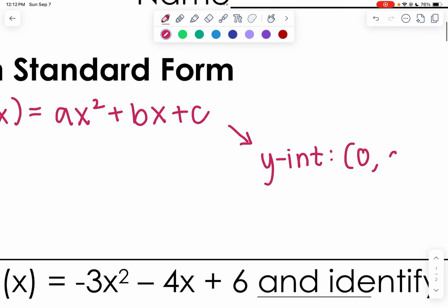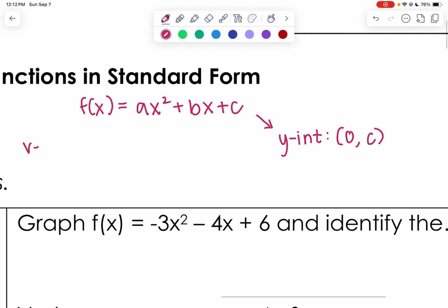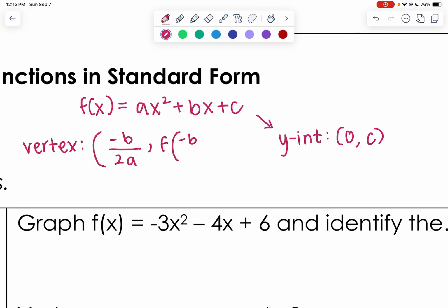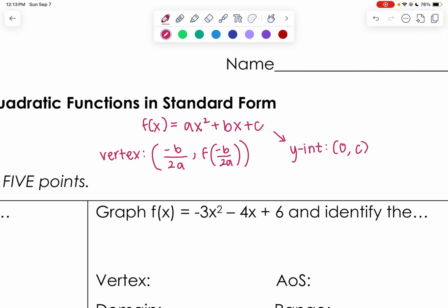So that's 1 point. And then to find the vertex in standard form, you have this formula. So to find the vertex, x will equal negative b over 2a. And then you take that and you plug that in to find your y value. So f of negative b over 2a is going to give you your y value, or the k part of the vertex, and that's how you find the vertex.